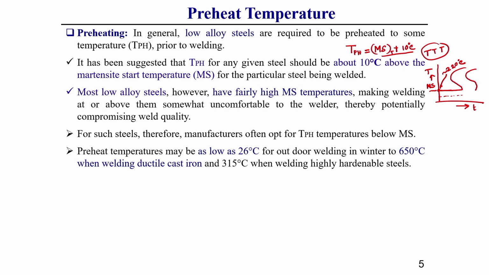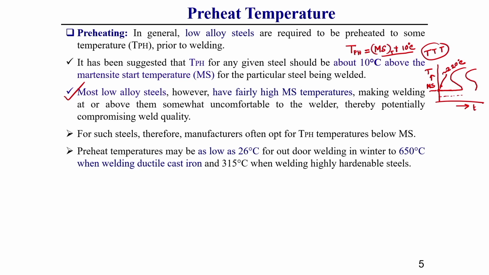But in the case of most low alloy steel, one thing you should keep in mind is that this martensitic starting temperature is quite on the higher side. But in the case of mild steel, or plain carbon steel, it is within that range of around 220. But for some low alloy steel, this temperature is quite high, which generally makes welding at or above this martensitic starting temperature somewhat uncomfortable for the welder.